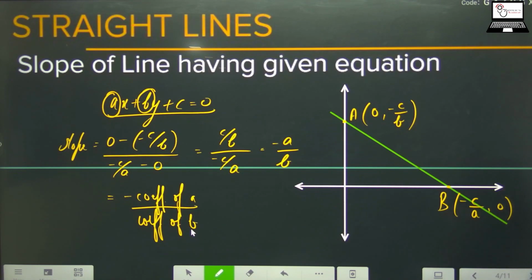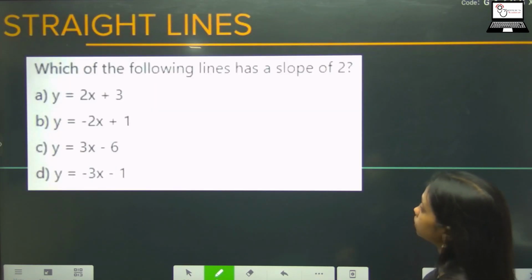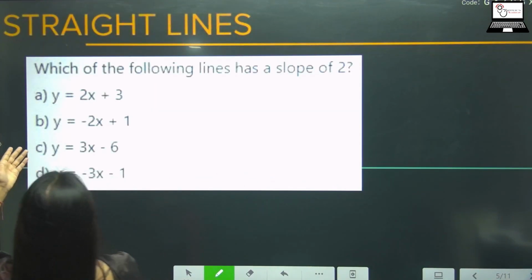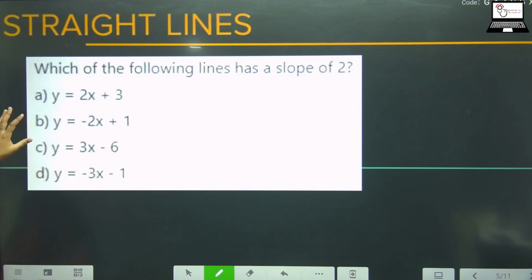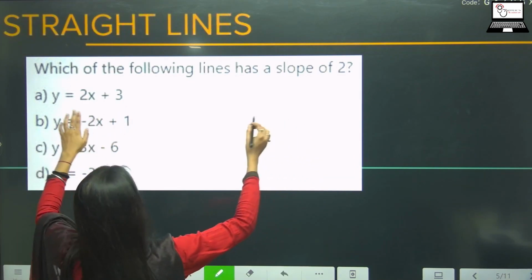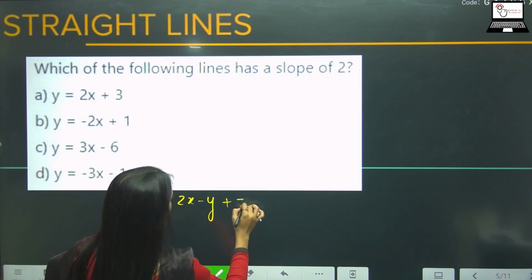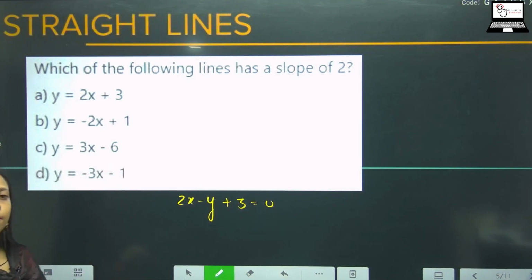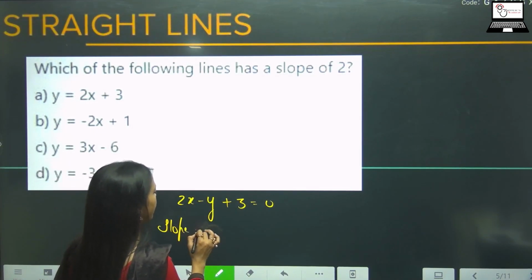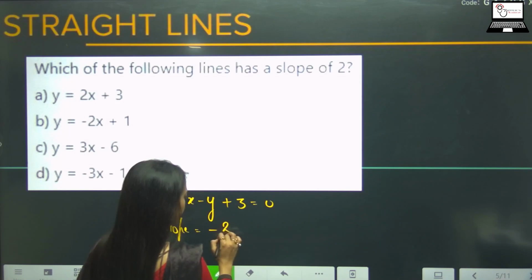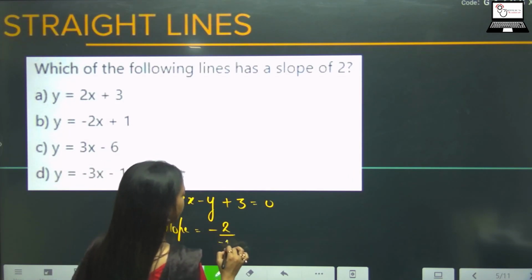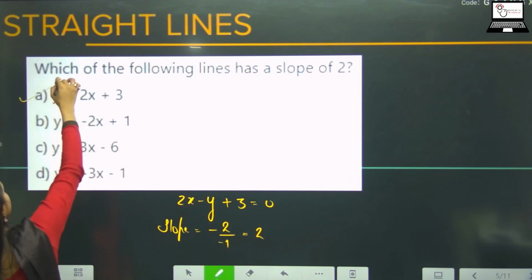Next is this. Which of the following has the slope 2? Now it's very easy. Just see which of these options gives you the answer as 2, slope as 2. So let's try with the first one. The first one is 2x minus y plus 3 equals to 0, and this is exactly giving you 2, because slope is given by minus the coefficient of x divided by the coefficient of y. This is the option.